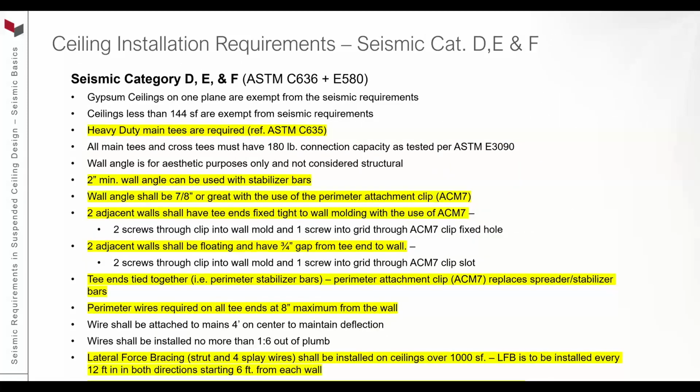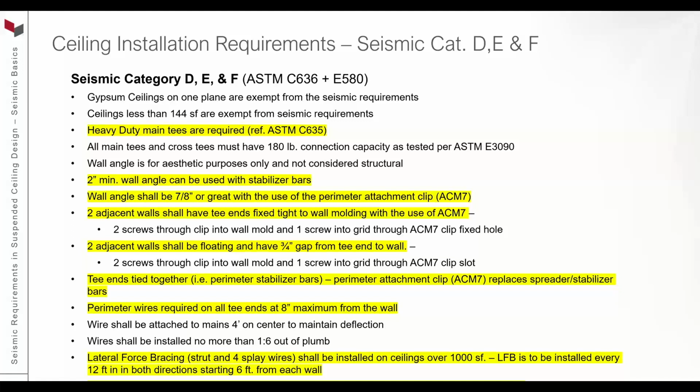And so now we're going to move on to categories D, E, and F. And so again, we're installing for ASTM C636 and E580. And as you can see from the screen, because we have increased seismic activity in these areas, there are a lot more requirements. So we're taking up a full slide here of everything that you need to account for. So first thing I'll highlight is that for categories D, E, and F, heavy duty grid is now required. You can no longer use intermediate duty grid.